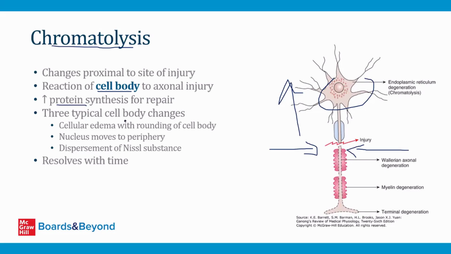There are three typical cell body changes that you can see in a neuron when it's undergoing chromatolysis. The first is that the cell becomes edematous, and this causes the neuron to become rounded. I'll show you a picture of this in a minute. Second, the nucleus moves from the center of the cell body out to the periphery. And then the third change is dispersement of the Nissl substance. We'll talk about what this means in just a minute. All of these changes resolve over time, and as I said on the last slide, there is some potential for the axon to regrow depending upon whether or not the Schwann cells are intact.